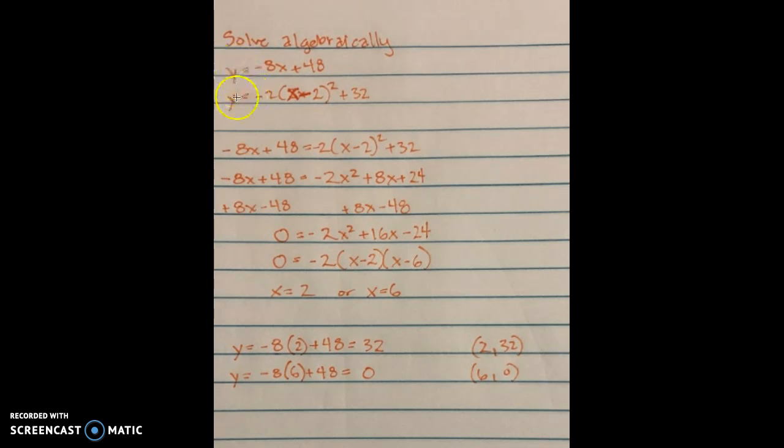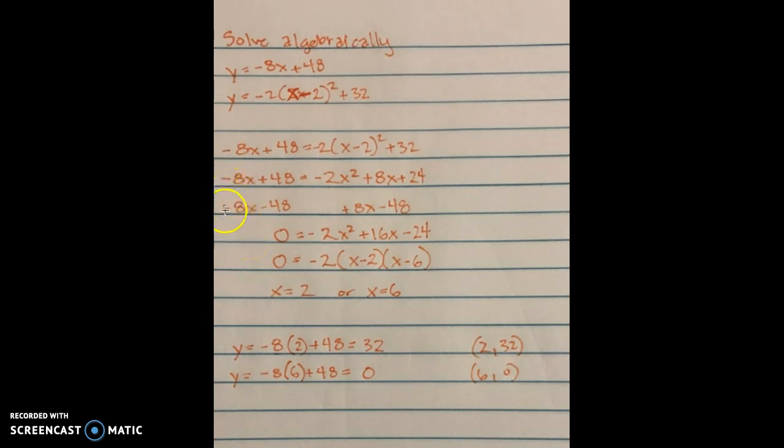Since both of these equations are equal to y, what we can do is set the equations equal to each other. So I'm going to get negative 8x plus 48 equals 2 times (x minus 2) squared plus 32. We want to multiply this out so that we can actually work with this. And so I'm going to get negative 8x plus 48 equals negative 2x squared plus 8x plus 24.